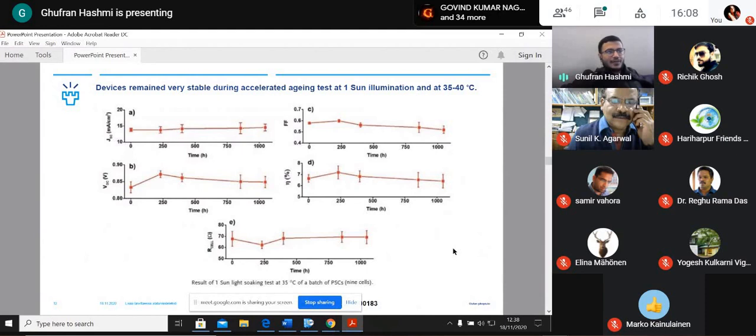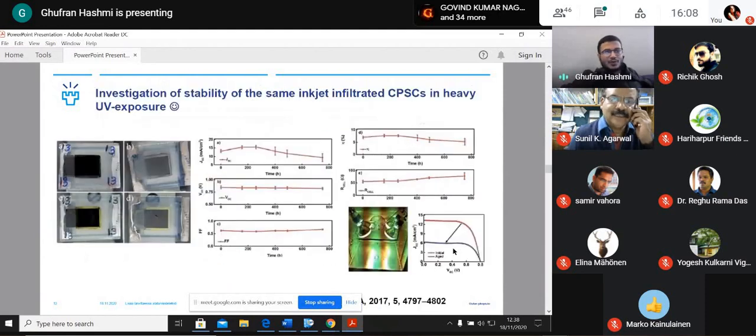With these impressive results, we moved to another stressful condition. We took the same devices, again without encapsulating, and exposed them to very high UV stimulation, because all these organic photovoltaic technologies suffer very badly sometimes from the UV element in the sun spectrum. One of the challenges is that every new technology, including perovskite, should be very stable under UV light.